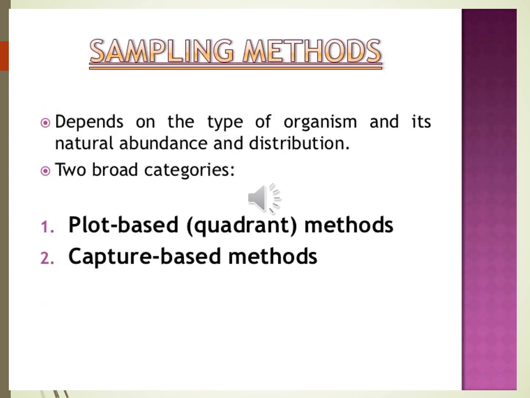Example for total count method is human population census and trees in a given area. In sampling method, it depends on the type of organism and its natural abundance and distribution. It is divided into two broad categories. First one is plot-based quarter method and second is capture-based method.